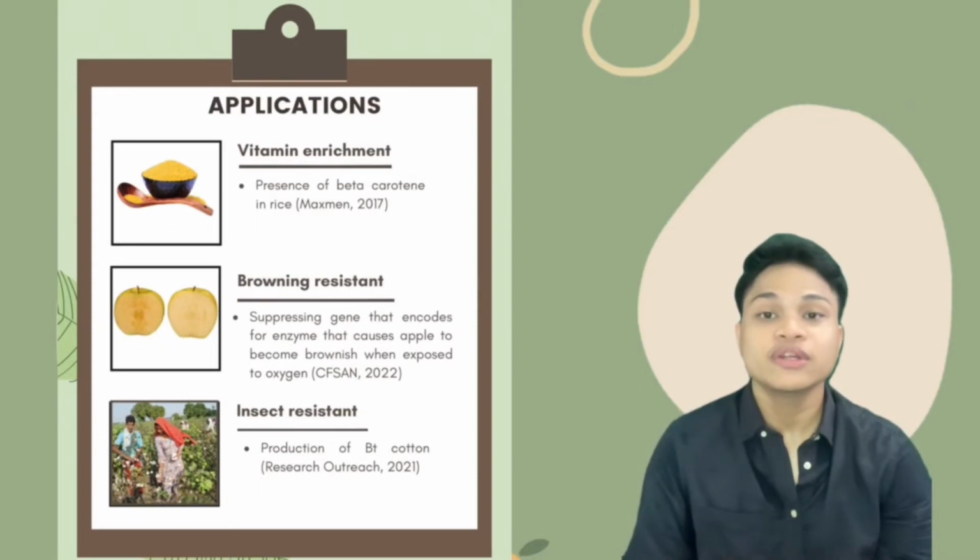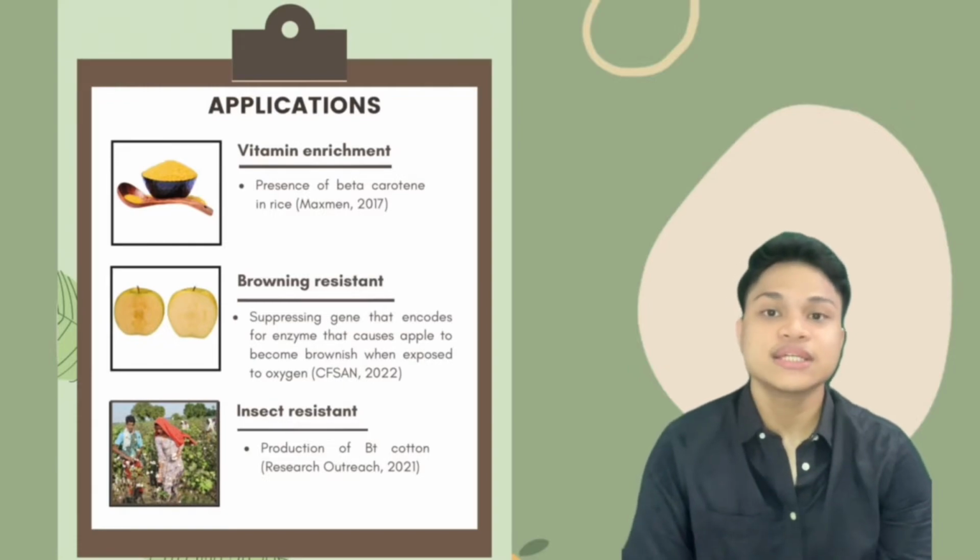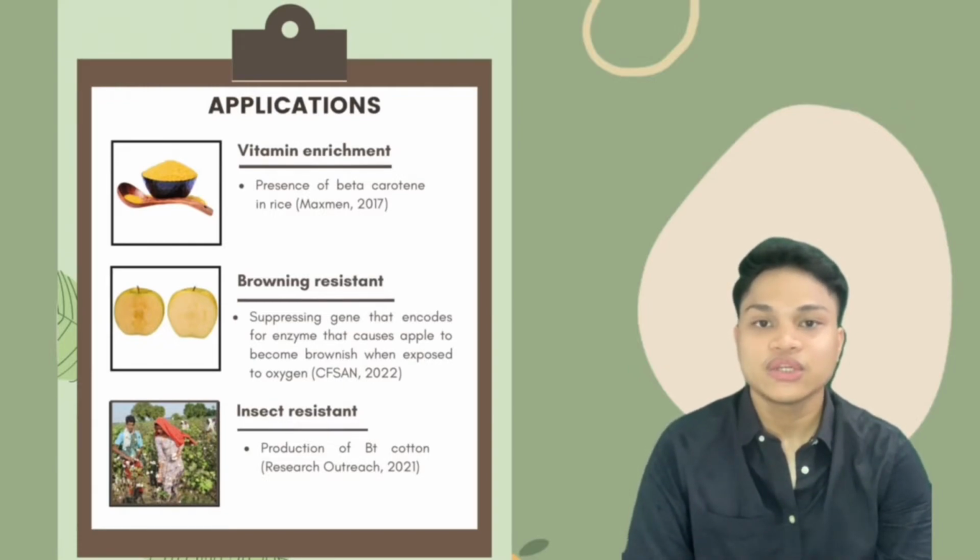The enzyme polyphenol oxidase, PPO, located in the chloroplast can cause apples to become brownish when exposed to oxygen through oxidation after being cut, due to the damage of cell tissue of the apple. With GMO, it can suppress the gene that encodes for PPO and this can prevent food waste, as most people think that brown apples are spoiled.